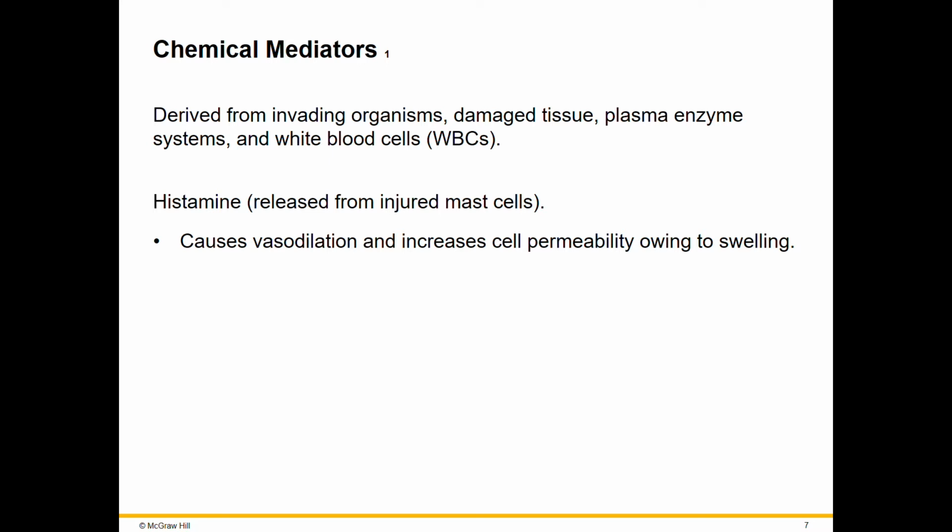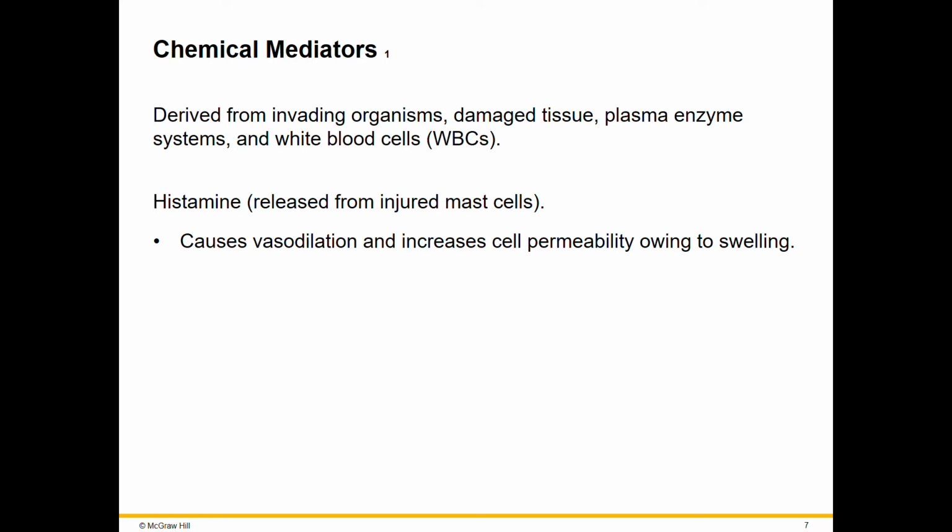And still others are just a product of various white blood cells participating in that inflammatory response. Three chemical mediators, histamine, leukotrienes, and prostaglandins, and cytokines are important in limiting the amount of exudate and the swelling and injury. Histamine, released from the injured mast cells, causes vasodilation and increased cell permeability, owing to a swelling of endothelial cells and then separation between the cells.